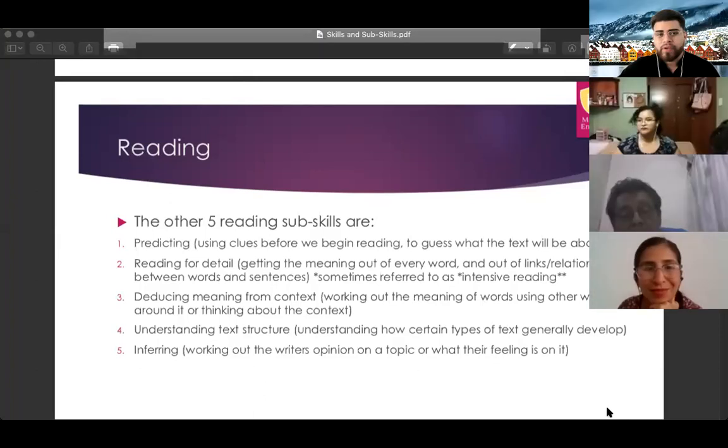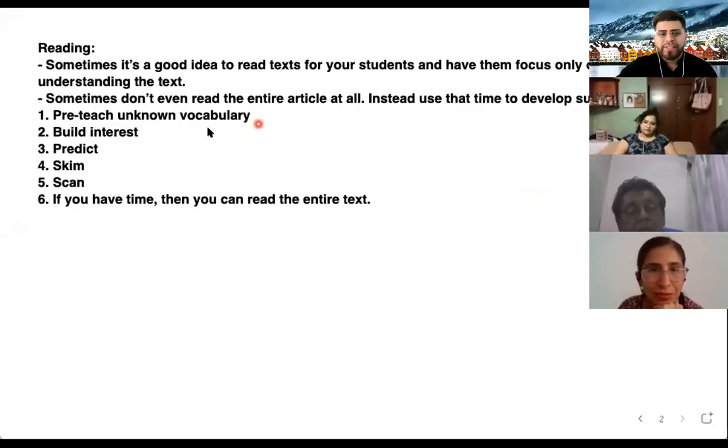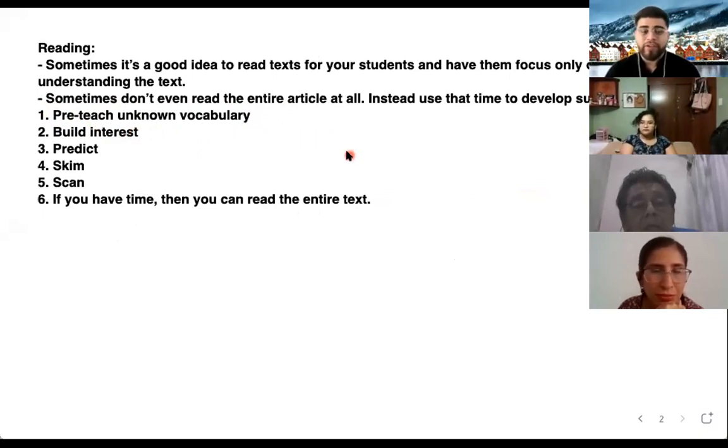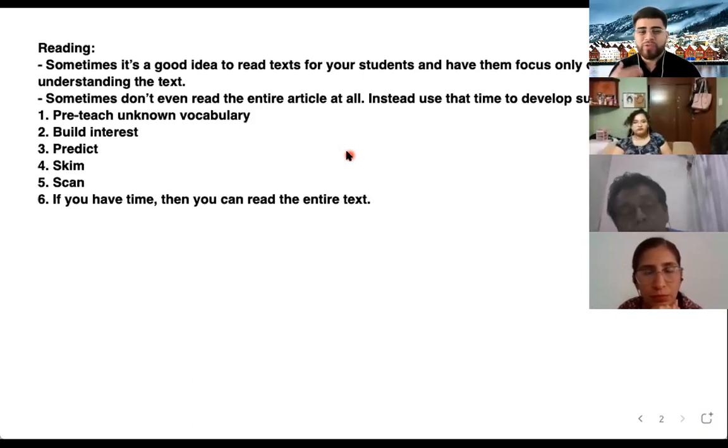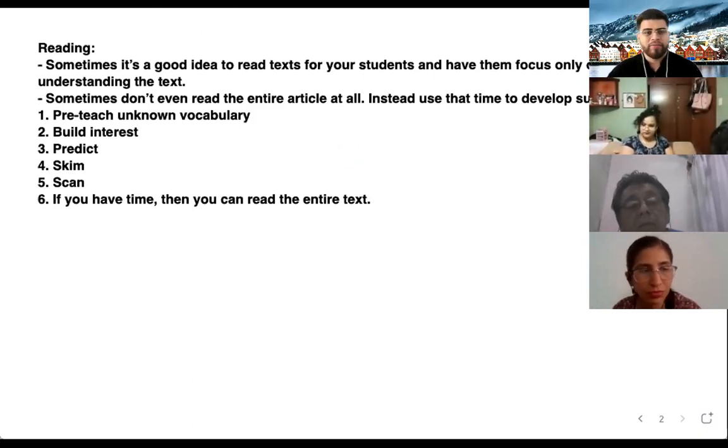It's good. Oh, right. And well, as you see, I have pre-taught unknown vocabulary first. Remember, you don't always have to pre-teach vocabulary. You can make your students figure out the meaning by using context. And that's another sub-skill. It all depends how you want to do it. I recommend you always have variety. Don't let your students get used to a certain type. Change one skill every time or two skills every time. Okay? And that is it for reading.